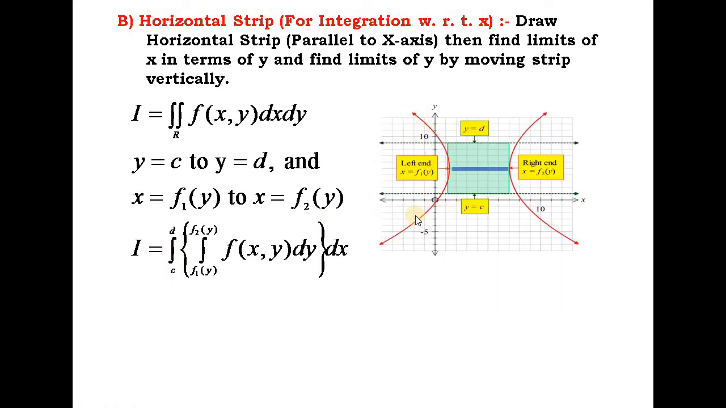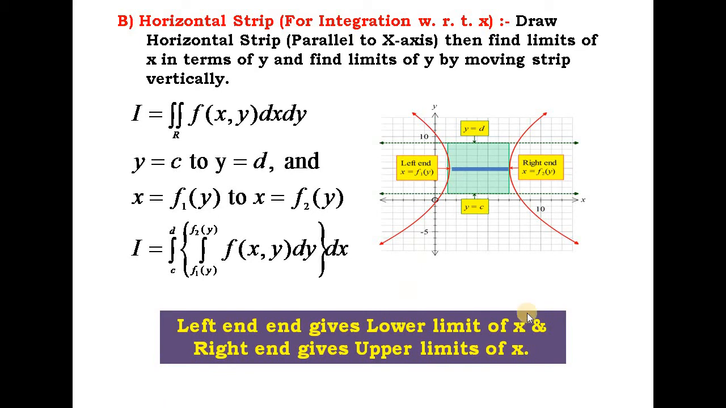Region is this red is one curve and this red part is another curve and this y equal to d line and this y equal to c line. Region is bounded by this curve and two straight lines parallel to x-axis. This is horizontal strip. Left hand gives lower limit of x, right hand gives upper limit of x.